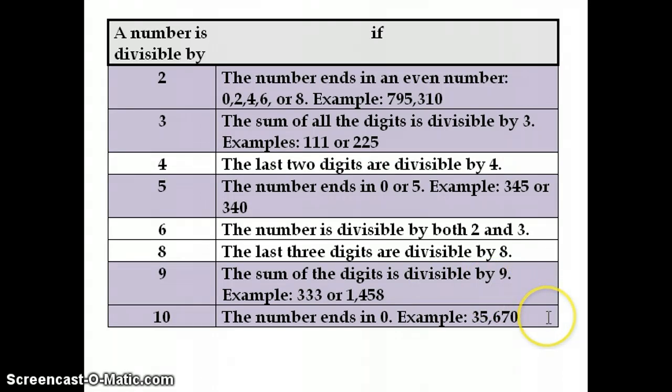And then our last rule is divisibility by 10. If the number ends in 0, if the last digit is a 0, then we know that it's divisible by 10. So here's an example, 35,670. We simply look at the last digit, it's a 0, so we automatically know that that number is divisible by 10.